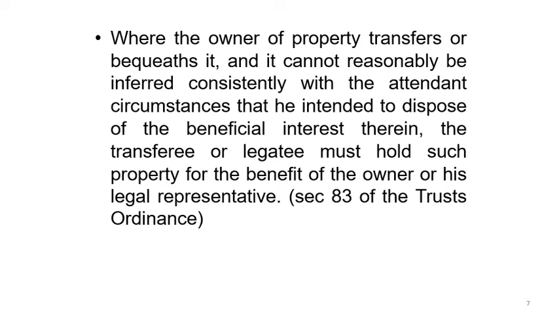Now here, we will make it very simple. The owner of the property transfers, but from the attendant circumstances, we can't infer that the owner intended to dispose of the beneficial interest to the transferee. Now there are two things we must consider. There are two main features here. First thing is ownership of the property. Second thing is beneficial interest in the property. For example, A transfers the property to B. Then what happened? B becomes the owner of the property. B is the legal owner of the property.